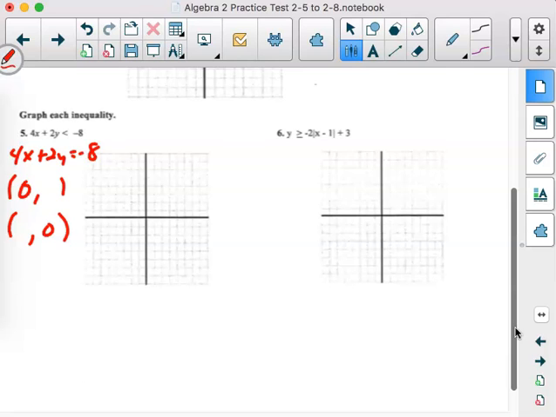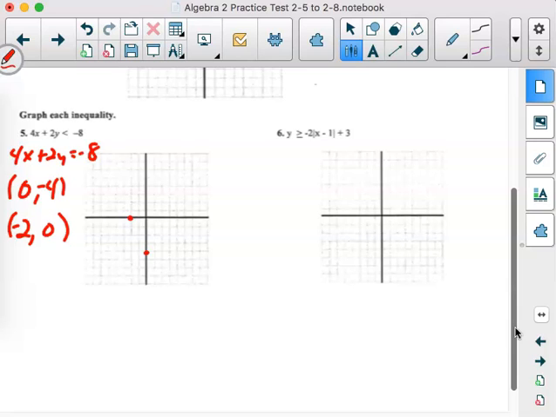Negative 4. Well, I know 2 people that are going to do well on this test. The rest of you need to speak. How about if y is 0? 4 times something is negative 8. What's the something? Negative 2. There's our 2 starter points right there. 0, 1, 2, 3, 4 down, and negative 2, 0.